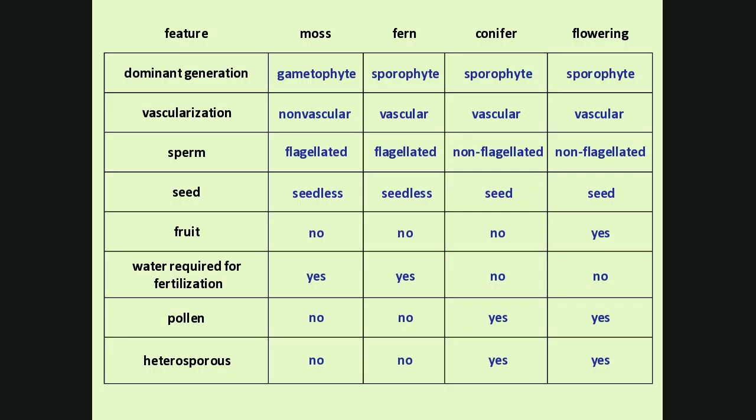All right, this last slide I'm going to show you, I'm not going to go over, but it's a good study slide, a good way to help organize your thoughts. We've gone through the major features that we talked about, the dominant generation, the vascularization, what kind of sperm, and so on, and then I've separated it into the different groups: the mosses, the ferns, the conifers or gymnosperms, and then the flowering plants. So use that at will for organizing your thoughts about how to separate these different kinds of plants.